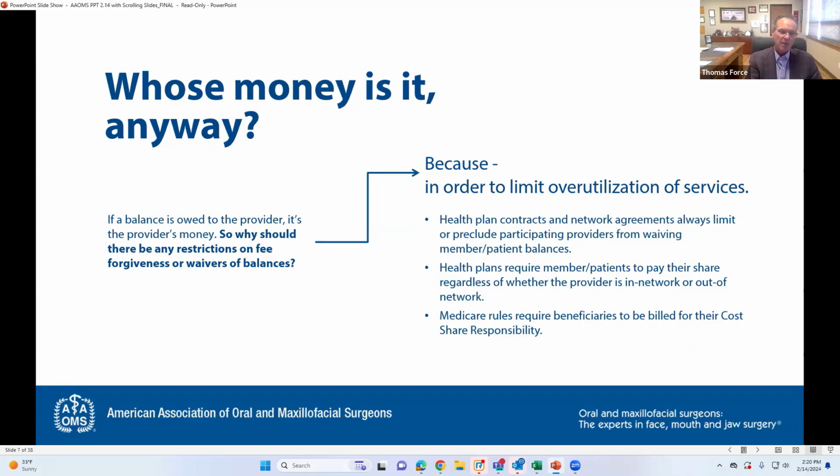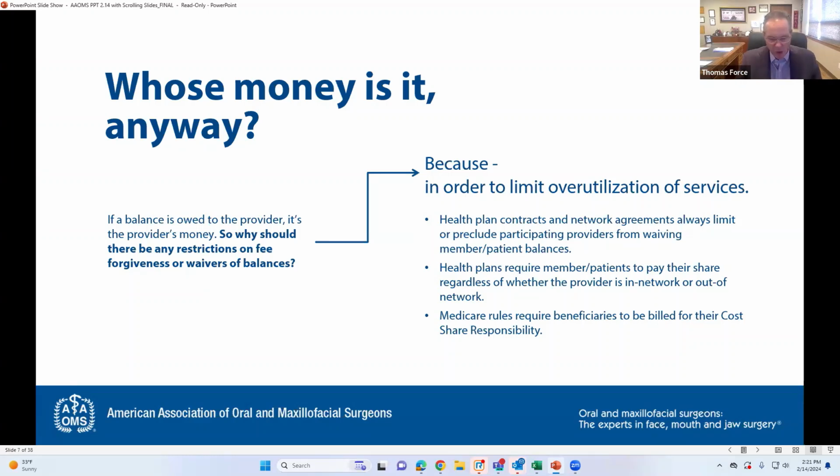So also keep in mind that waiving patient cost share responsibility for federal programs such as Medicare, I would just warn you, be very, very careful. I tell most of my clients, don't waive balances for Medicare and Medicaid and other federal programs. And if you're going to use an exception like financial hardship, document. Because the feds take this very seriously.